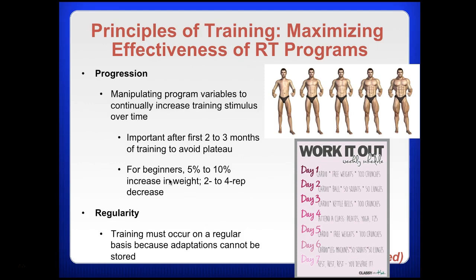So what you can do for beginners though is increase their weight by 5% to 10%, but when you do this you also want to reduce the repetitions by 2 to 4 reps. Once they master that, then you can go ahead and increase those repetitions again. So for example, if you have a client that does 12 reps of the chest press using 100 pounds, you should increase them to 110 pounds, but instead of doing 12 reps, we're going to decrease their reps to 8 reps in order to gain muscular strength.